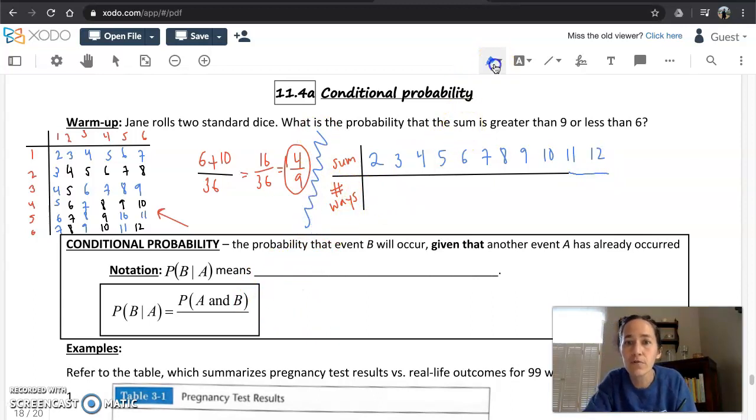Okay, number of ways to get that sum. We actually have a way to figure this out. How many ways can you get a 2 if you roll two dice?